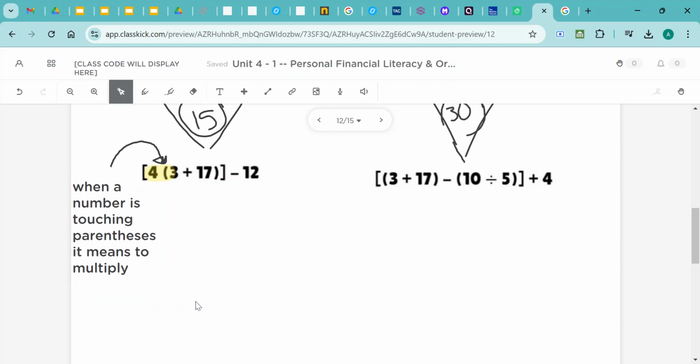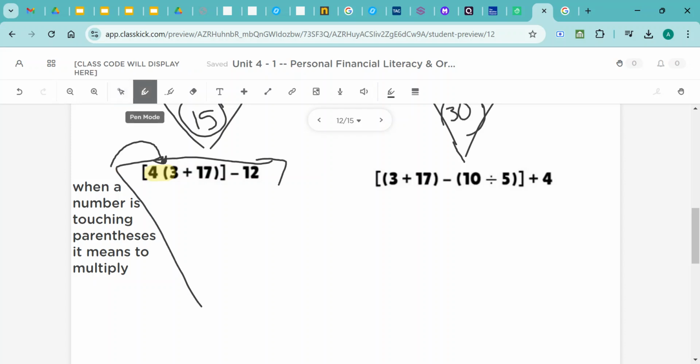When a number is touching parentheses, like 4 is touching parentheses in this one, it means 4 times 3 plus 17 in parentheses, and all of that's in brackets, and then we have minus 12. So let's go ahead and work on solving this. What do I need to solve first? Well, I have grouping symbols, and if I have problems in grouping symbols, I solve what's on the inside first. So 3 plus 17 is in the brackets, and it's in parentheses, so I'm going to solve that first. So I have 20.